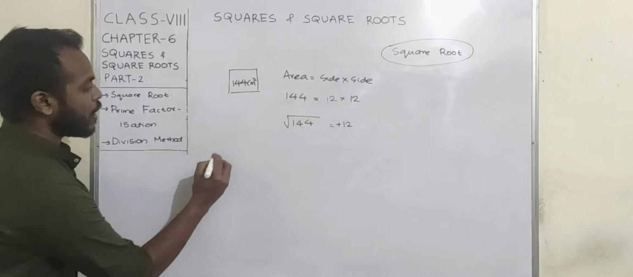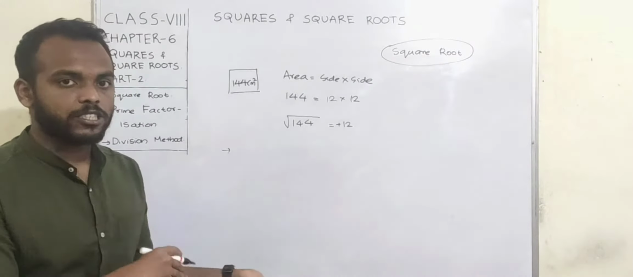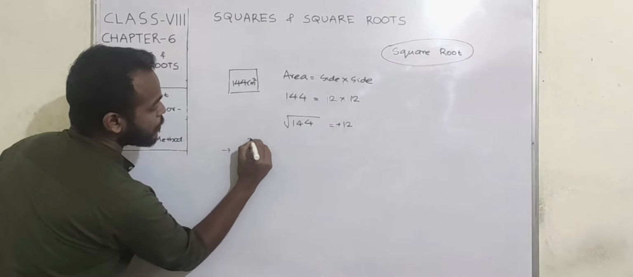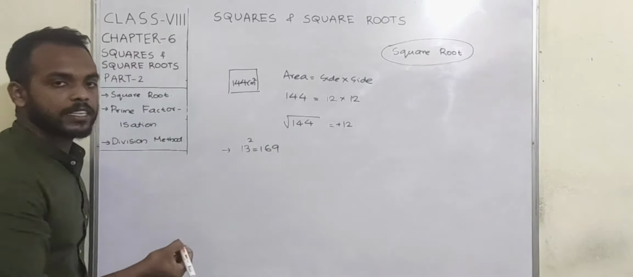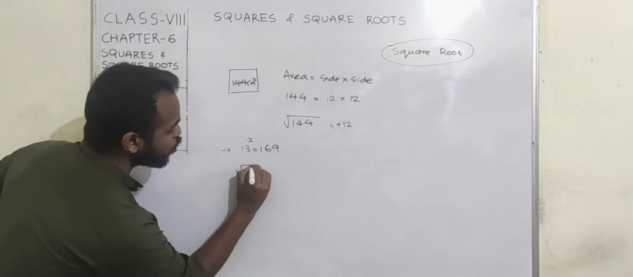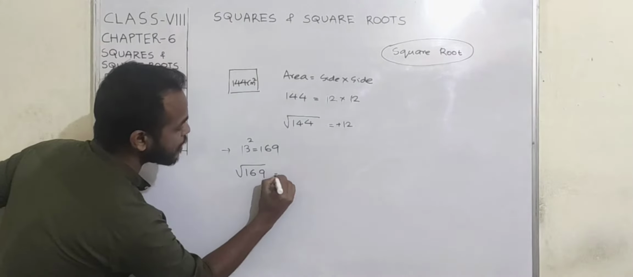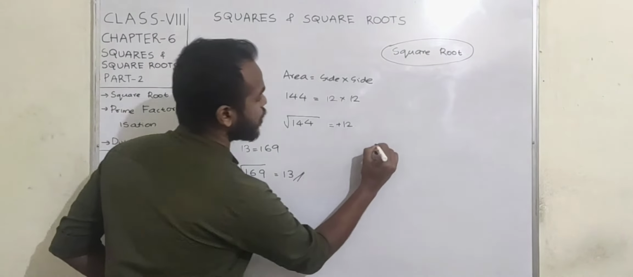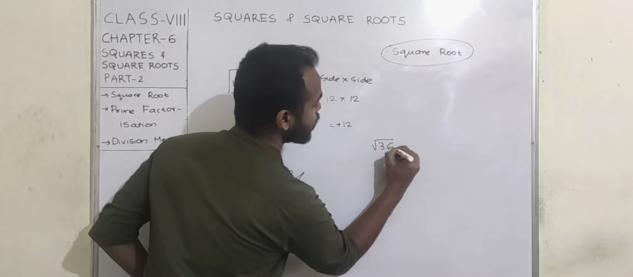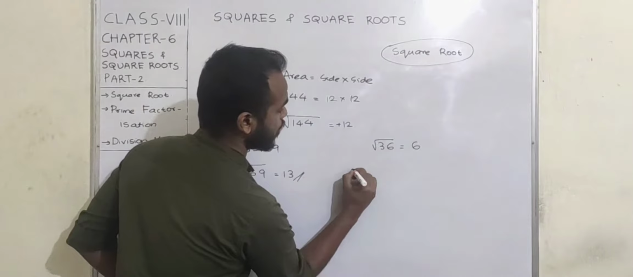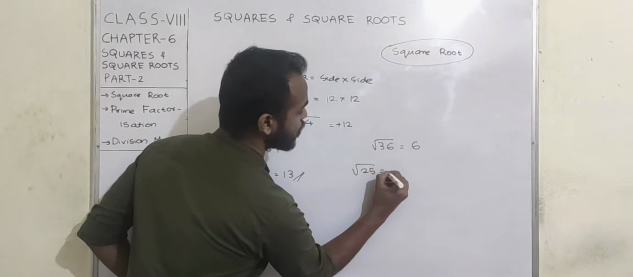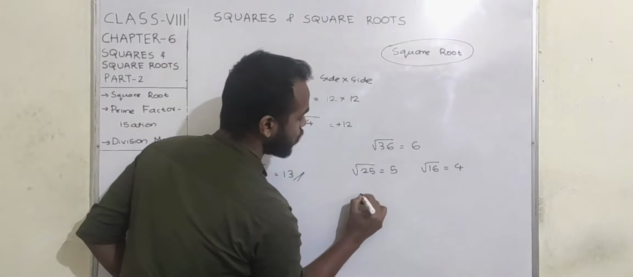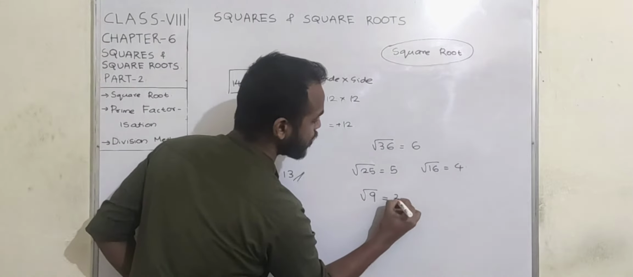Coming back to our session, we will connect the last session with this one. When we found the square of the number 13, it turned out to be 169. Then what will be the square root of 169? It is 13. Now do you understand? What will be the root of the number 36? It is 6. Then root of 25 is 5. Root of 16 is 4. Square root of 9 is 3.